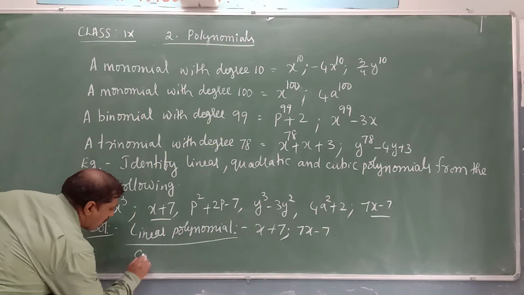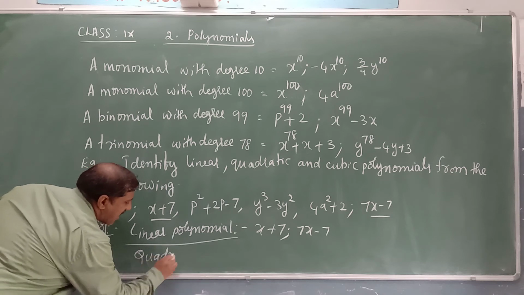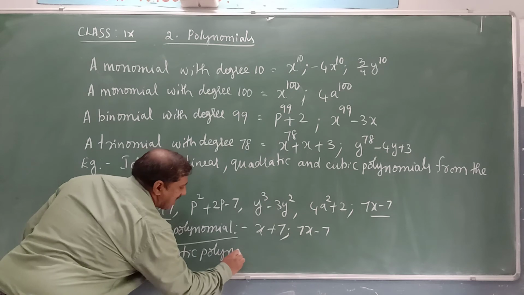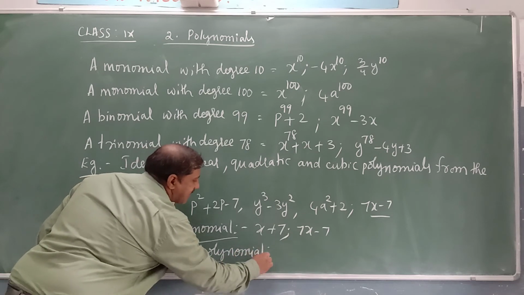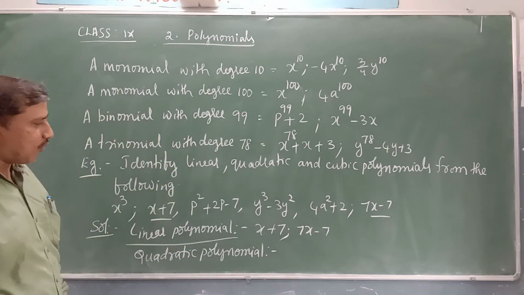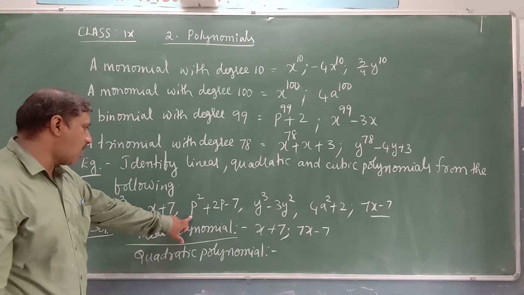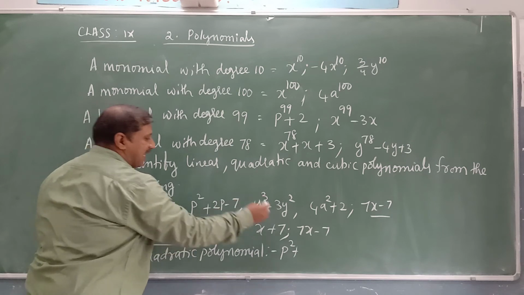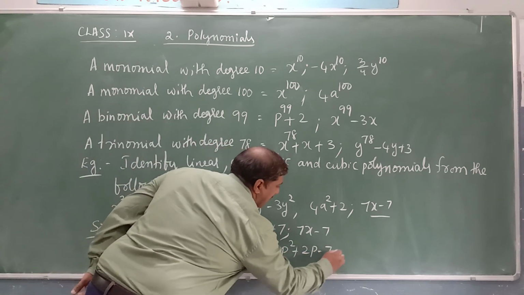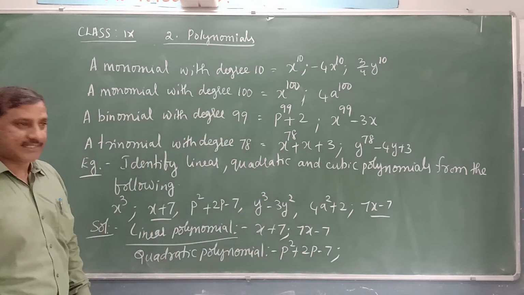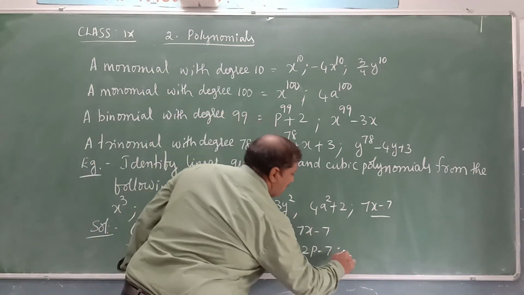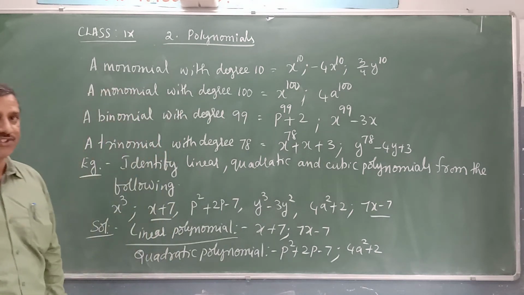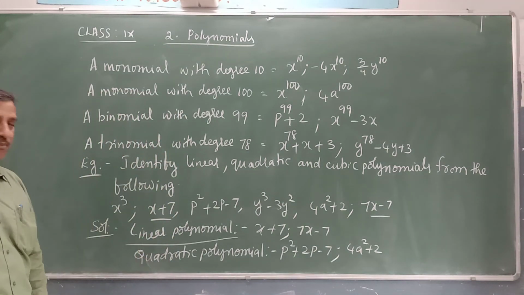Now quadratic polynomials. What is a quadratic polynomial? Yes, the highest power should be 2, that is, the degree is 2. Here we have p square plus 2p minus 7, and the second quadratic polynomial is 4a square plus 2. Like this we will write the quadratic polynomial.